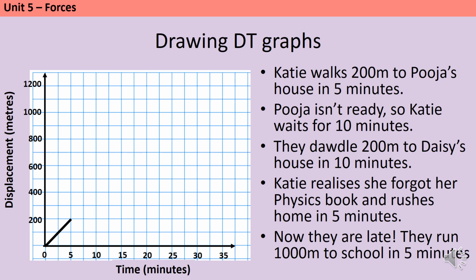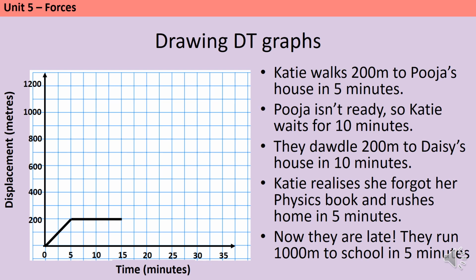Pooja isn't ready, so Katie waits for 10 minutes. As we've already described, if an object is stationary, then we should have a horizontal line. So I'm going to have a horizontal line that lasts for 10 minutes from the point I'm already at. So it's not just going to go up to 10 minutes on the x-axis, it's going to go to 15.